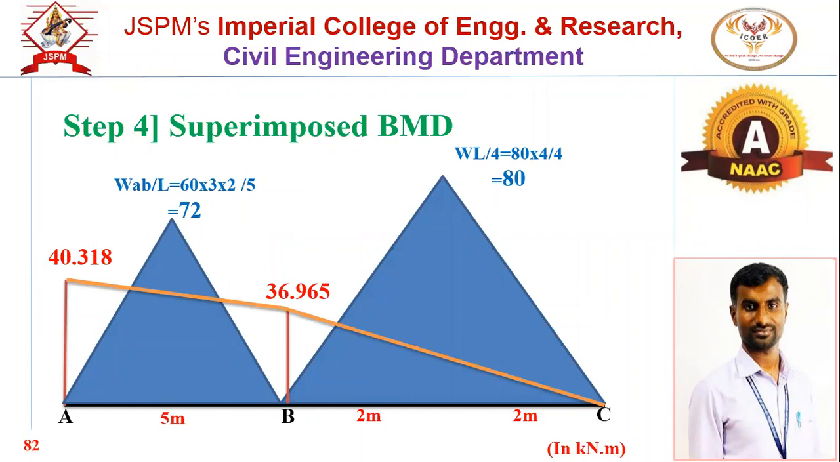Okay, so this is type number 4. In the next session we will revise all types 1, 2, 3, 4: end fixed, end simple, overhanging span, as well as support settlement. At a glance I will provide a table where you can compare all the types 1, 2, 3, 4. So what are the changes in the analysis? In the afternoon session we will discuss that revision part.